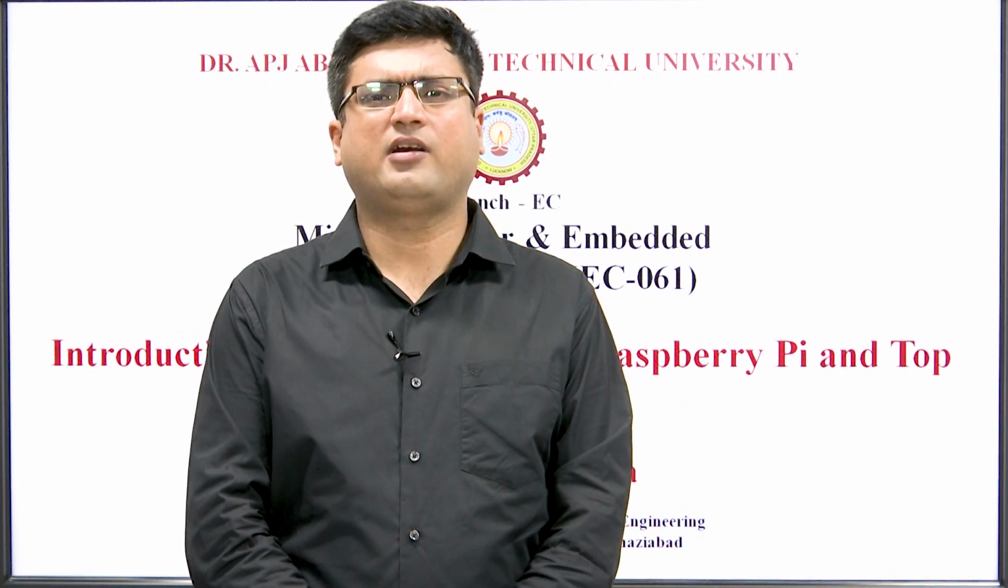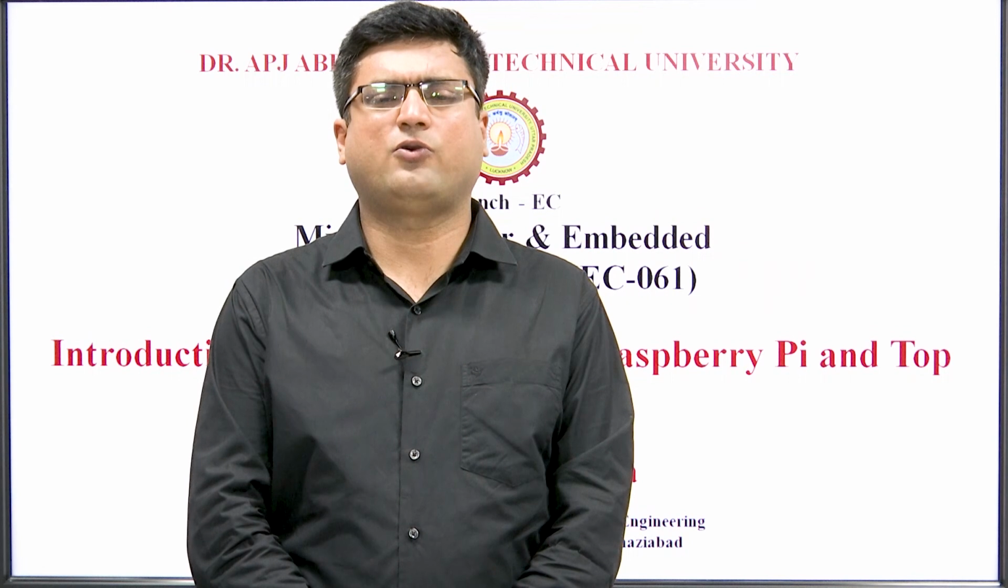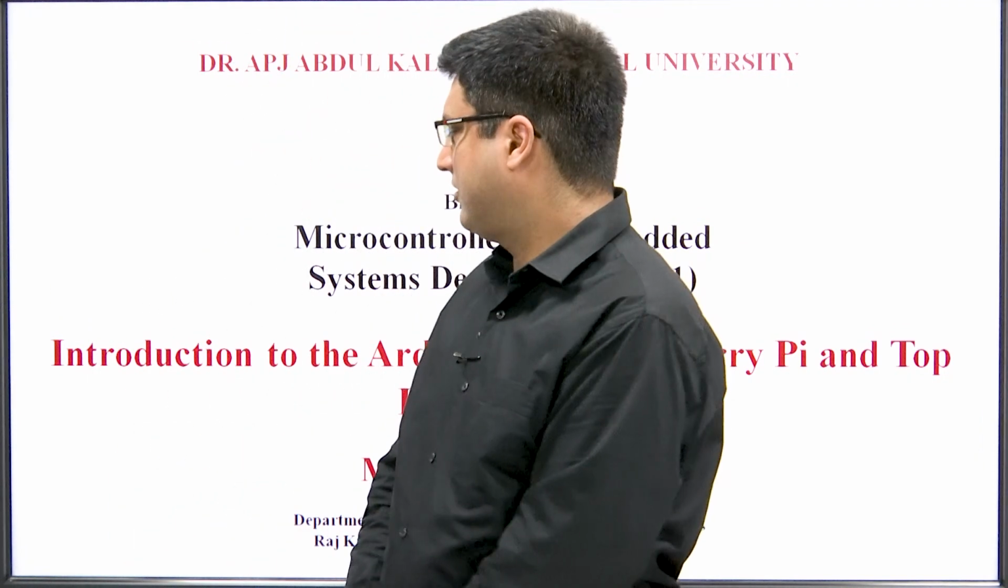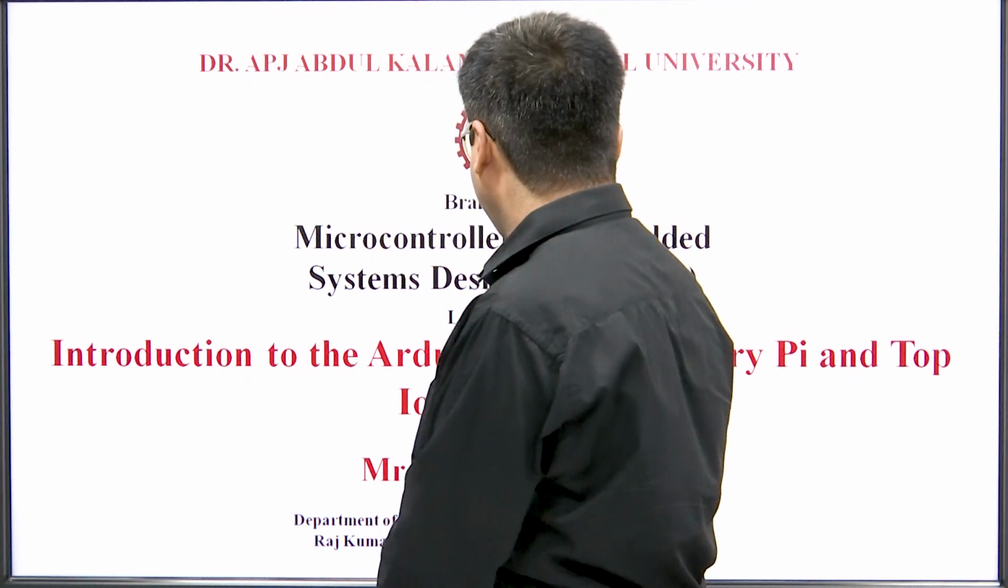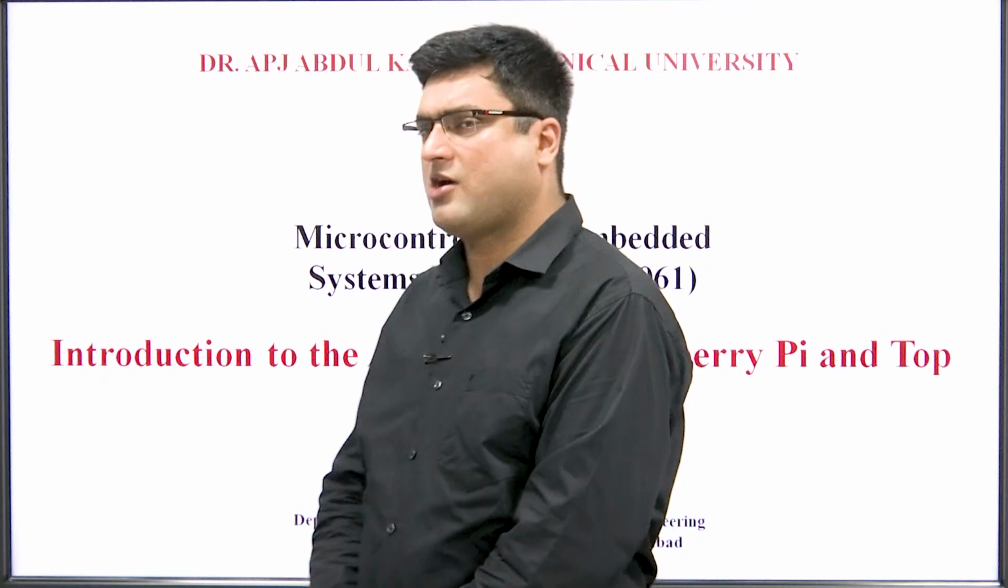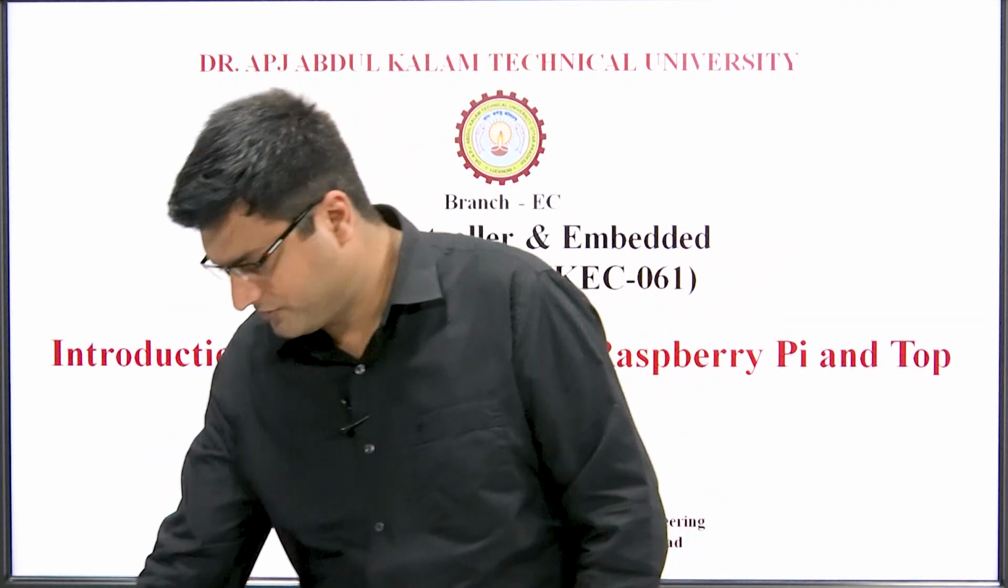In a series of lectures for the subject Microcontroller and Embedded Systems Design, code KC061, we have completed units 1, 2, 3 and 4. As unit 5, we are left with one topic, that is Introduction to Arduino and Raspberry Pi. In this lecture we will cover that topic, and we will also see some top IoT projects that can help final year and third year students for their projects.